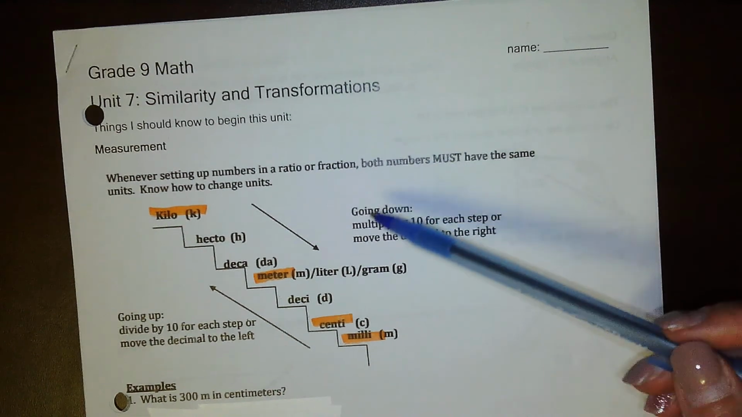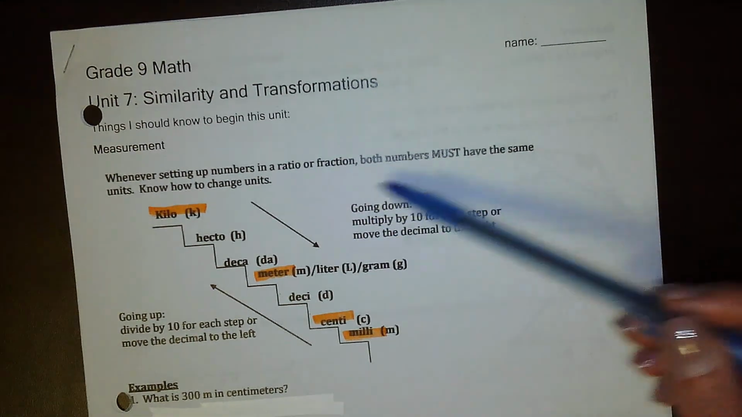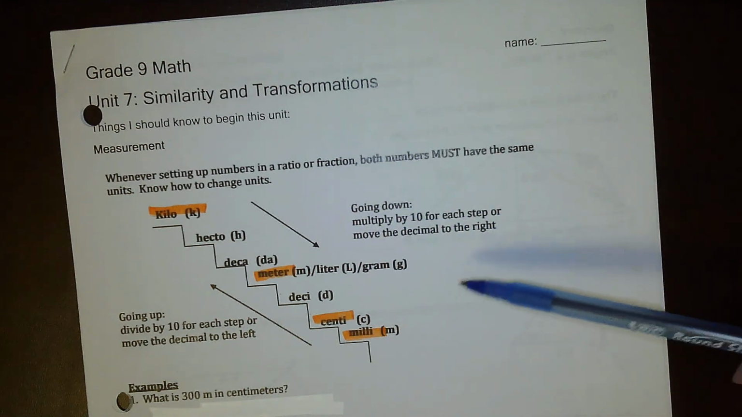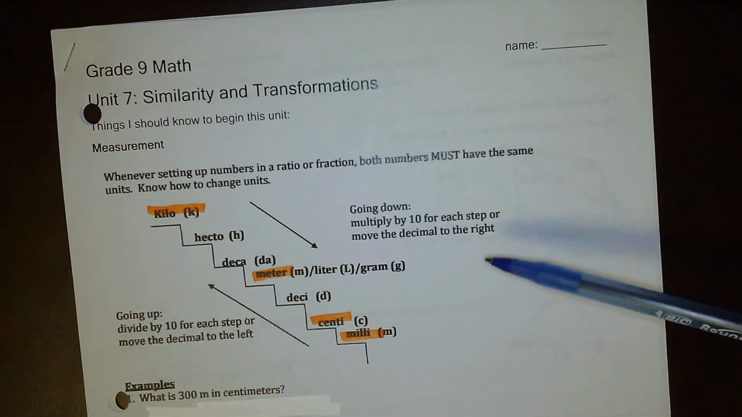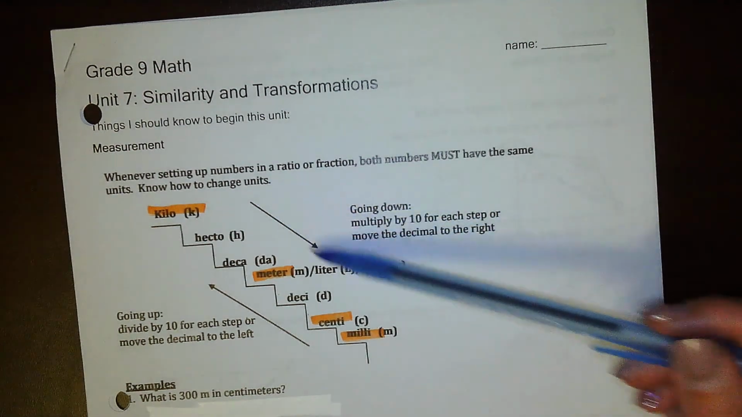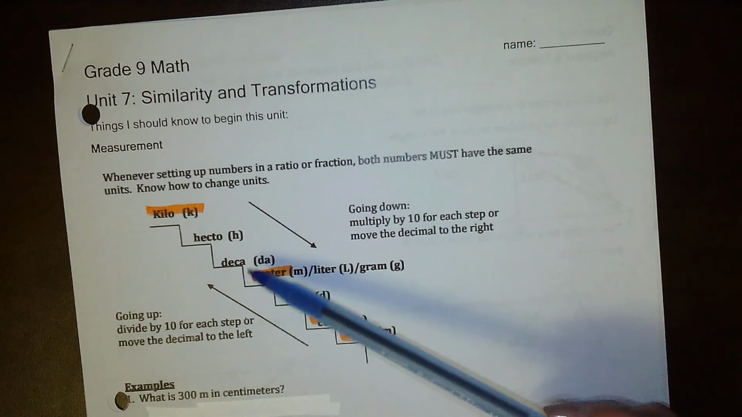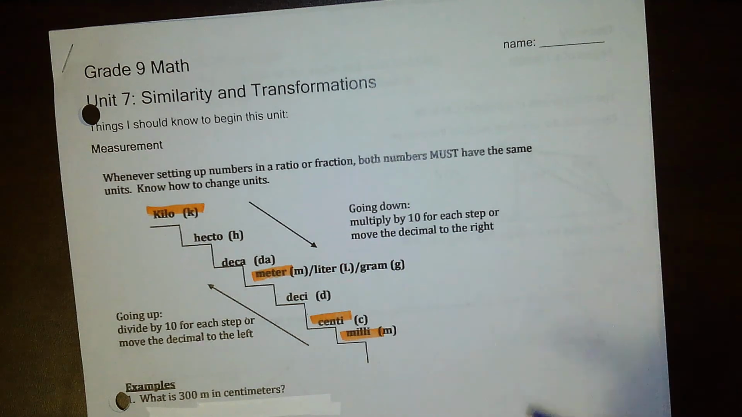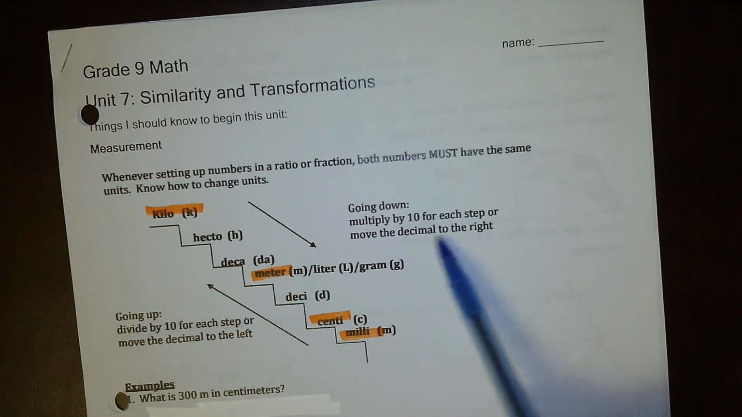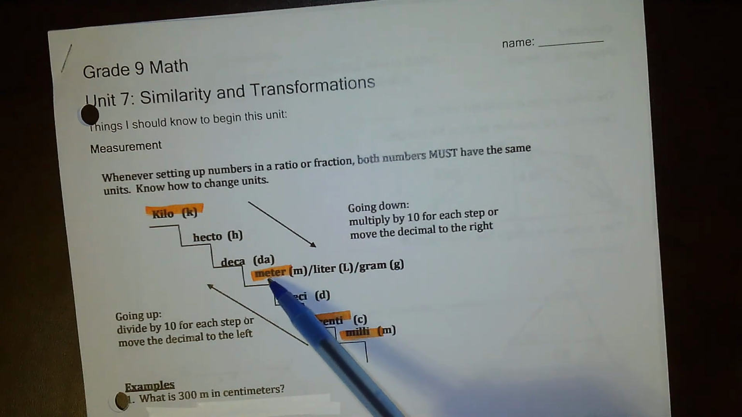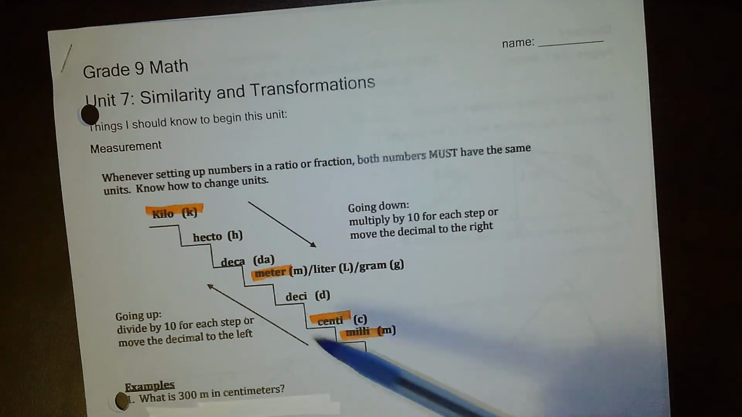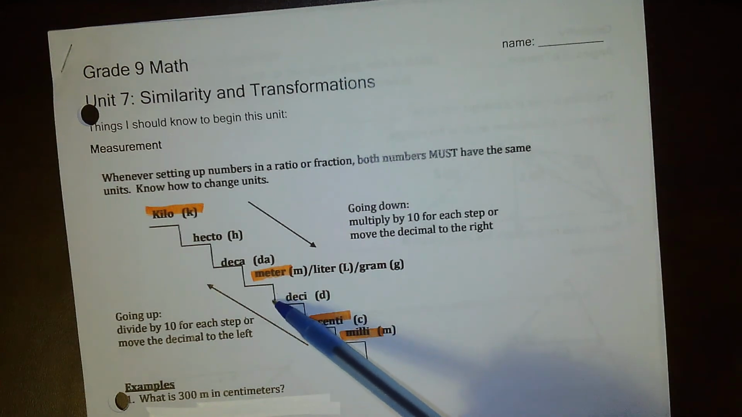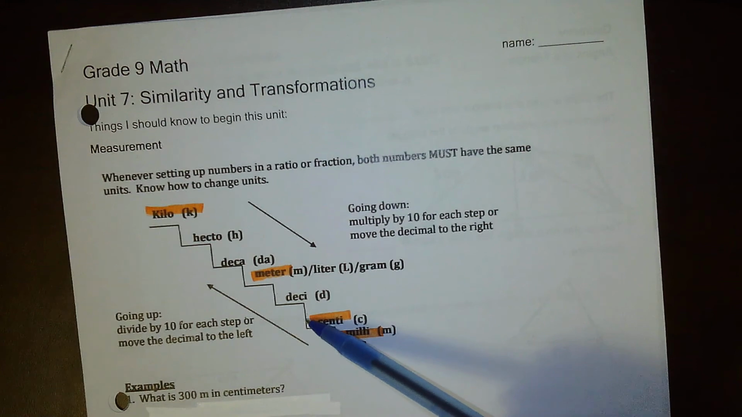So two little tricks here, and I'm going to upload these so you can look back on the note pages if you'd like, or if you'd like to draw these into your own notes, you can do that as well. Going down the staircase, for every step you take, you're going to be multiplying by 10. Or you can think about it as moving your decimal to the right. So if I was given 1 meter, I'm going down 2 steps to get to centimeters. That means that I'm going to multiply it by 10 and then 10 again.